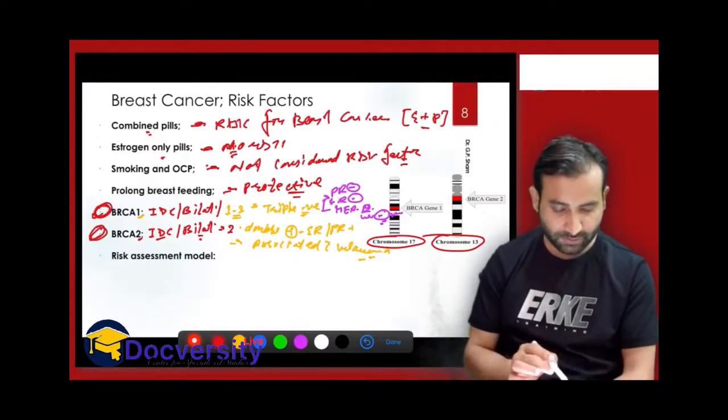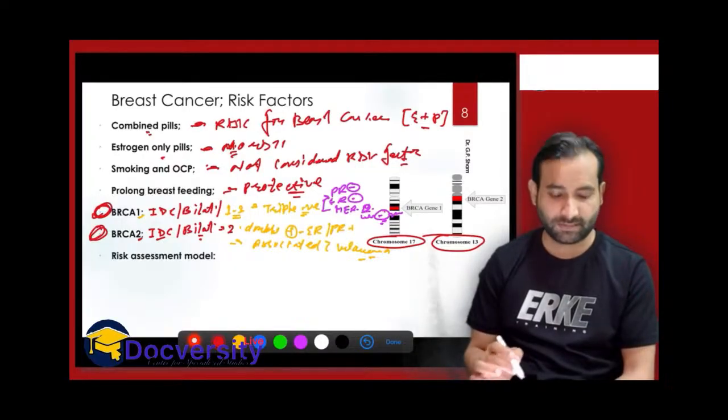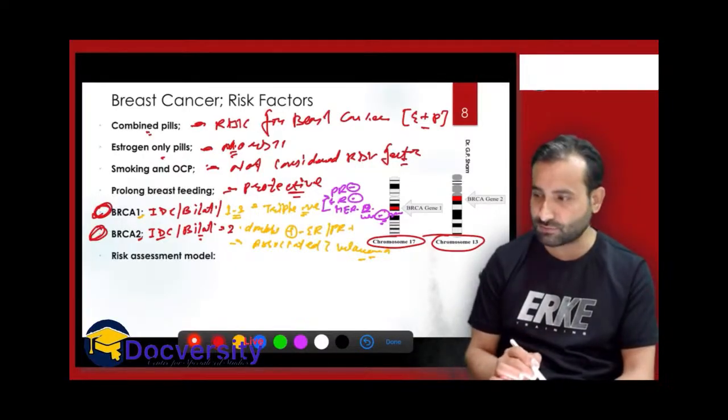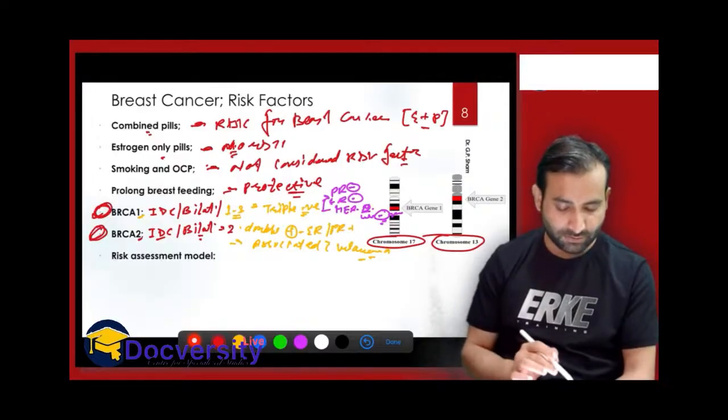Ductal carcinoma in situ means what? It's a papillary growth within the duct, right? It is not metastasized, and usually it involves the unilateral breast. It involves what? Unilateral breast. And we have the histological types.